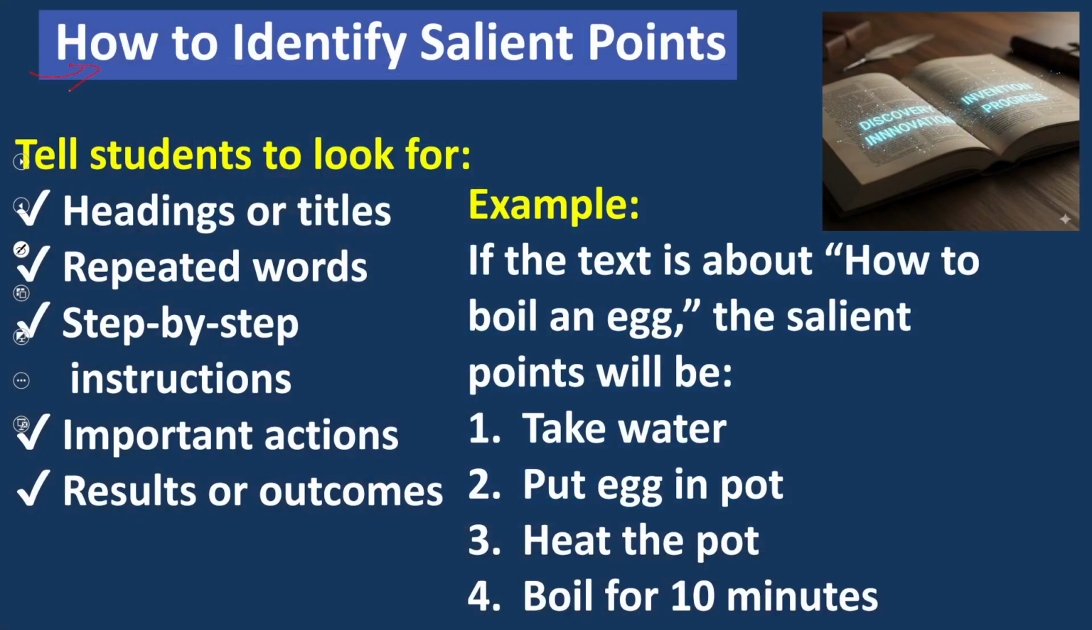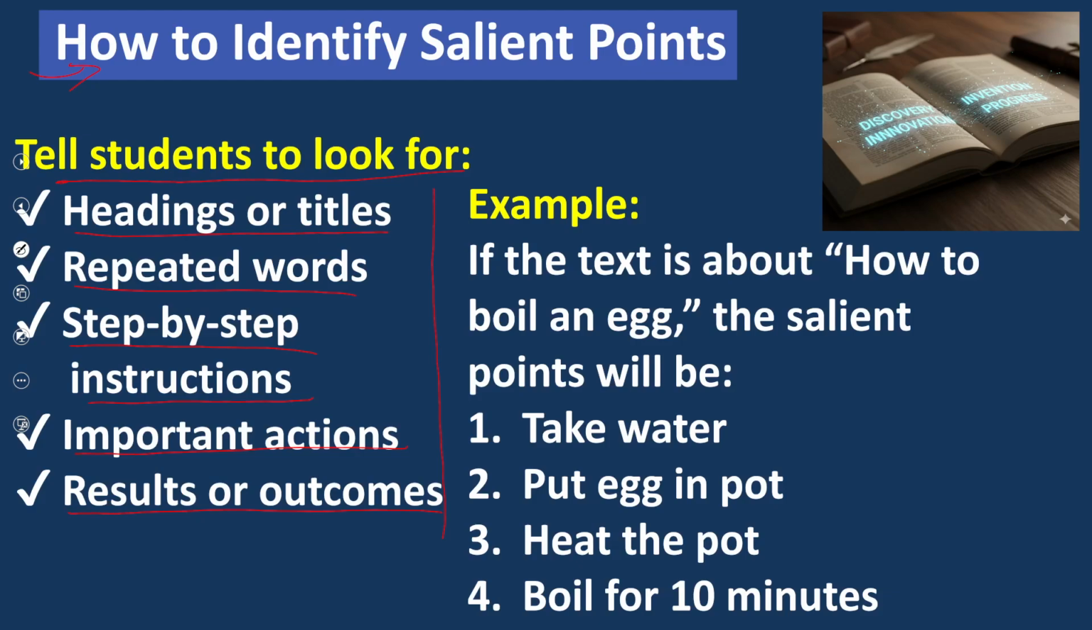How to identify salient points in any text during reading. Tell students to look for, search. It means that whenever we read, we have to tell the students to look for: headings or titles, repeated words, step by step instructions, important actions, results, or outcomes. So, if you are reading, first of all, you have to search for these points. And if you have found all these things, these will be the salient points.